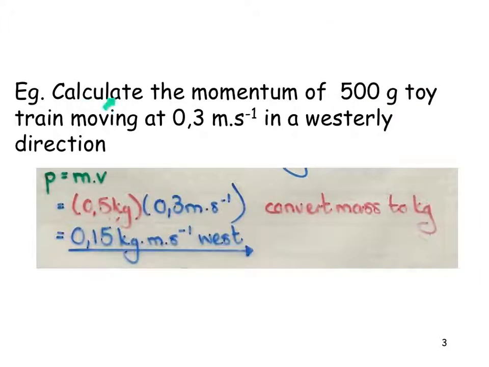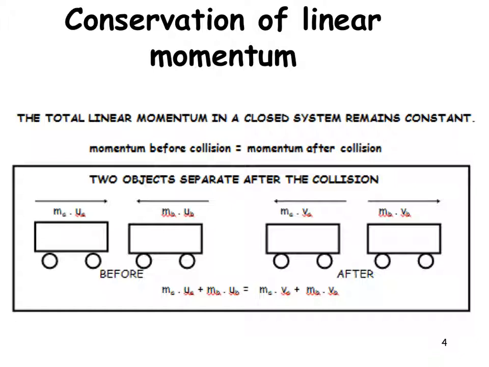So, simple. Calculate the momentum of a 500-gram toy train, and it is moving at 0.3 meters per second in a westerly direction. The only thing we need to do is change that into 0.5 kilograms. I simply multiply the mass times the velocity, and I land up with a westerly momentum. Nothing difficult in that. However, obviously it doesn't stay that simple, otherwise it wouldn't be in the matric curriculum.